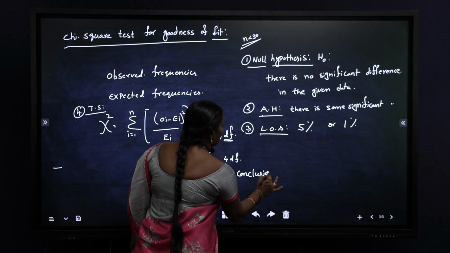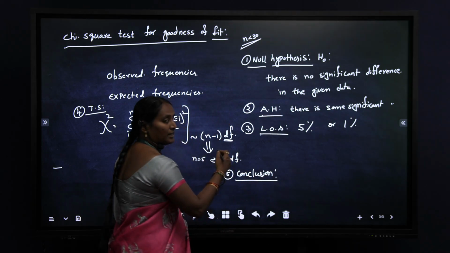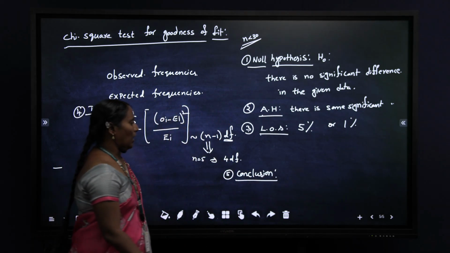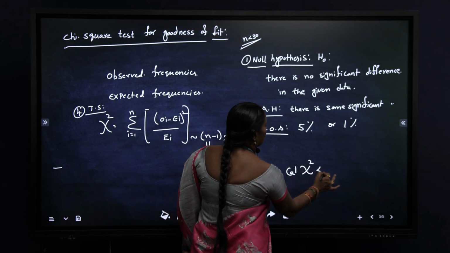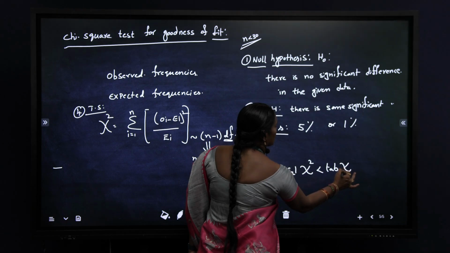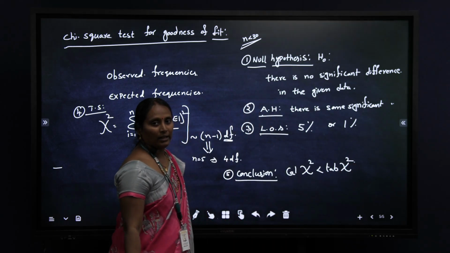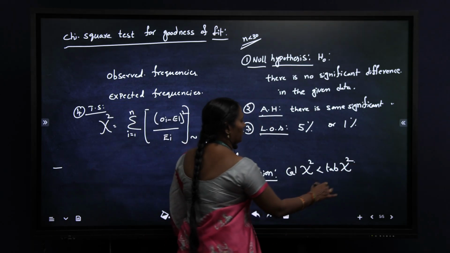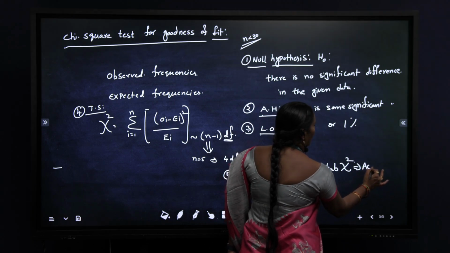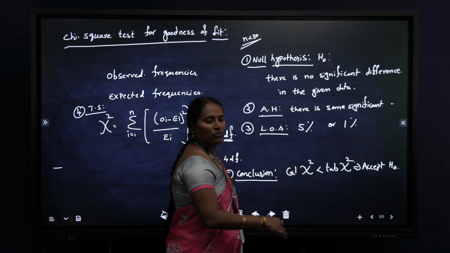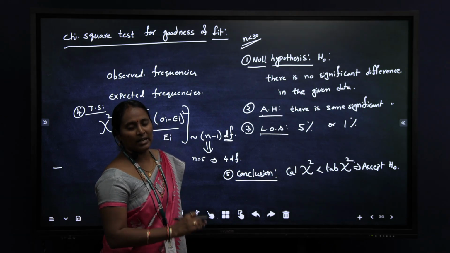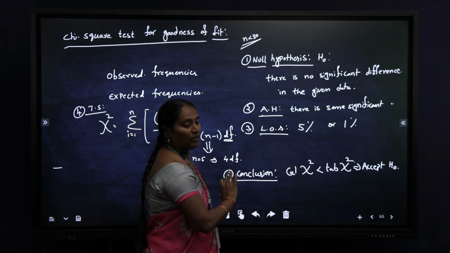So, the entire process is to verify whether this data is right or wrong. How do we make a conclusion? If the calculated value of chi-square is less than the table value of chi-square, then we accept H naught. Accepting H naught means that the data we collected is accepted as correct data.